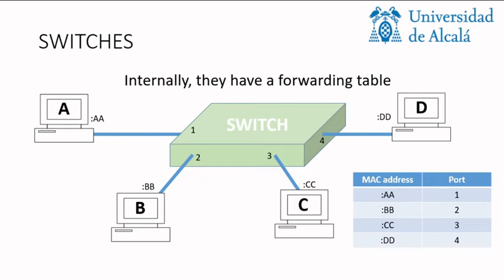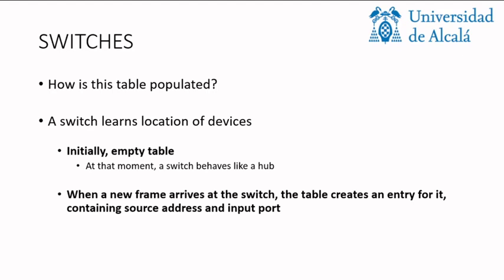So let's see with an example how this works. Initially, the table is empty, so the switch will behave as a hub. When a new frame arrives at the switch, the table creates an entry for it containing the source address, in this case the Ethernet source MAC address, and the input port, which is the port from which the frame arrived.